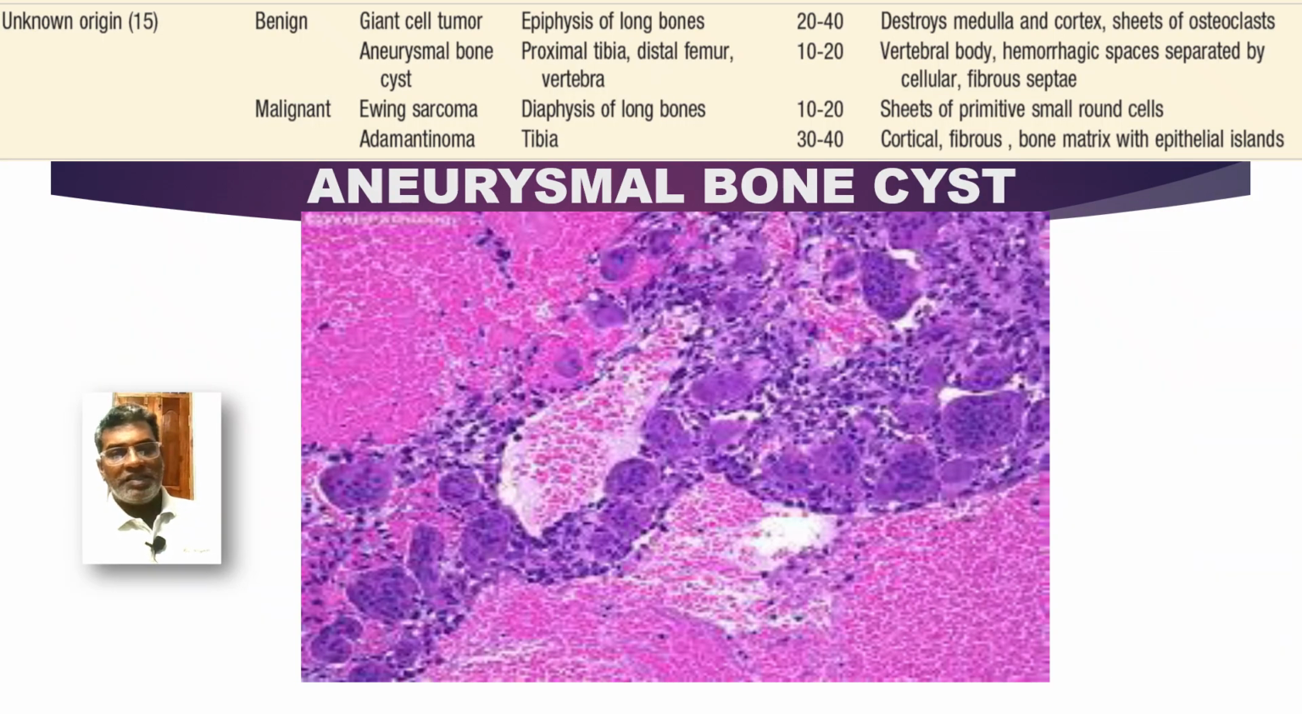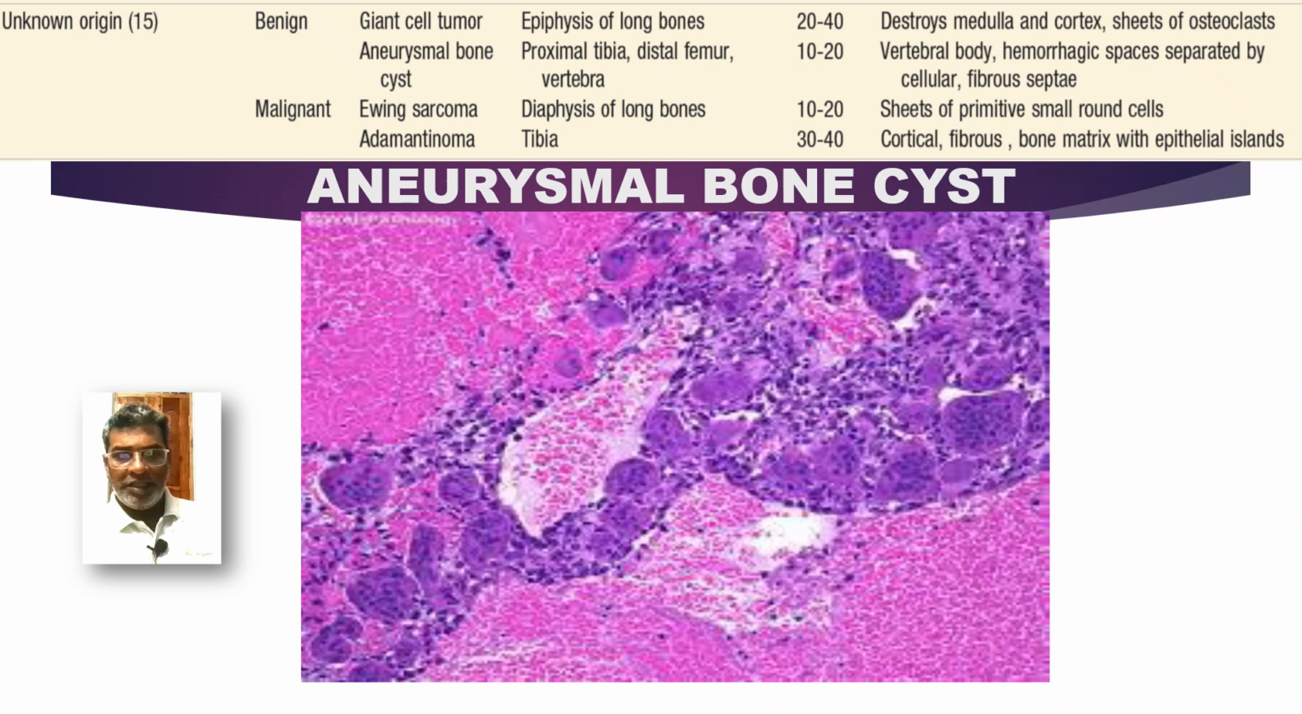Till now, we have discussed bone forming tumors and cartilage forming tumors. Now we will discuss primary bone tumors which are of unknown origin. They are around 15%. Again, these are also of benign and malignant type. Among the benign tumors, there are giant cell tumors and aneurysmal bone cyst. And malignant tumors will be Ewing sarcoma and adamantinoma.